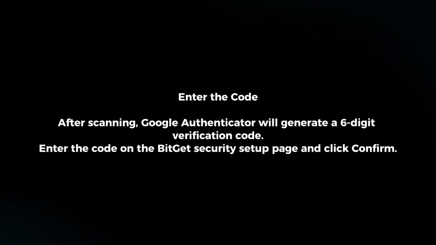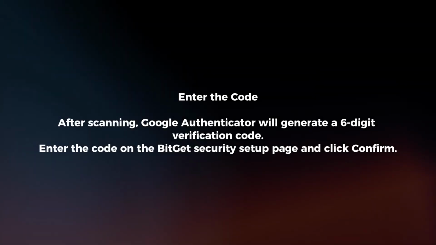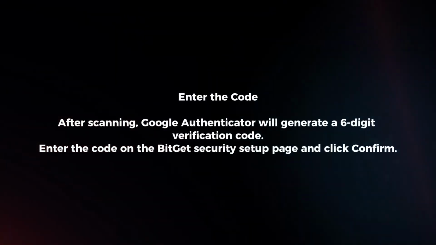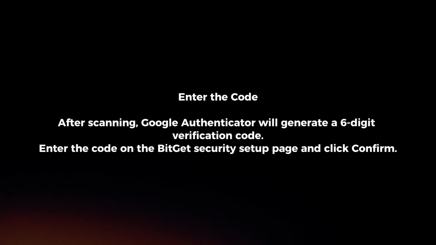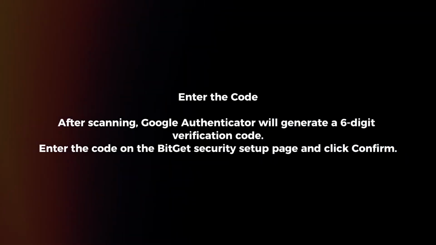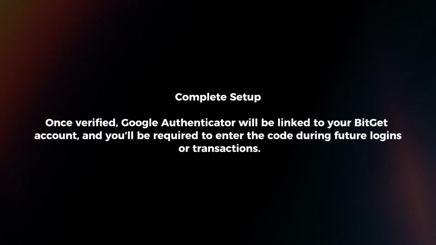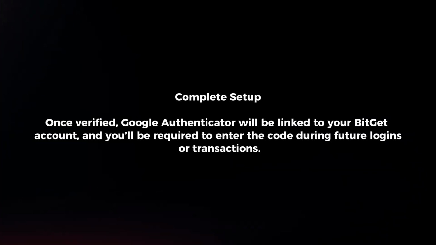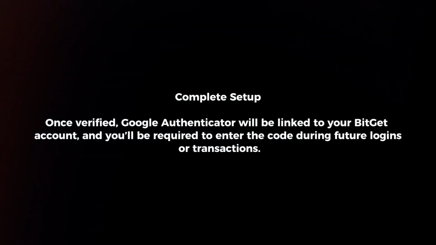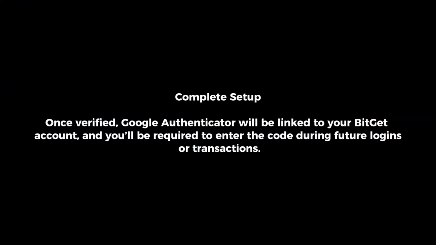Enter the code. After scanning, Google Authenticator will generate a 6-digit verification code. Enter the code on the BitGet Security Setup page and click Confirm. Complete setup. Once verified, Google Authenticator will be linked to your BitGet account, and you will be required to enter the code during future logins or transactions.